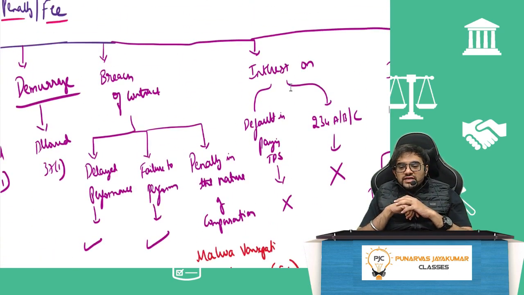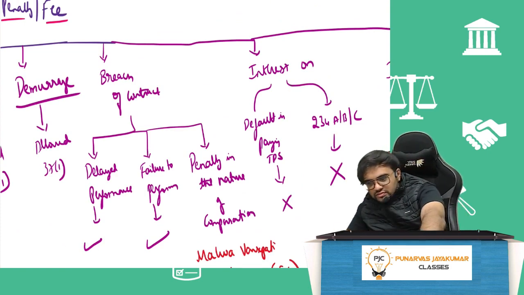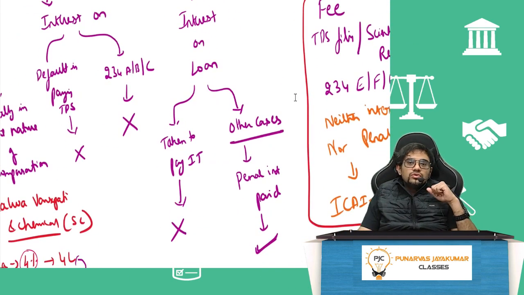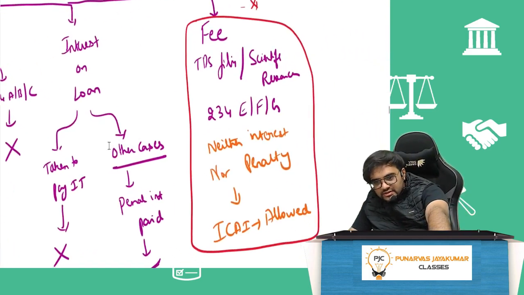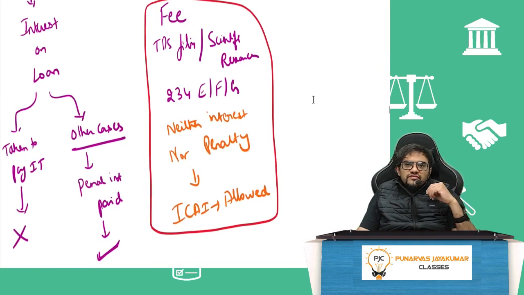If there is any interest on default in paying TDS, disallowed. 234 ABC, disallowed. Interest on loan taken to pay income tax, disallowed. Other cases, penal interest paid, allowed. If you have taken a loan to pay income tax, disallowed. Other cases, allowed.